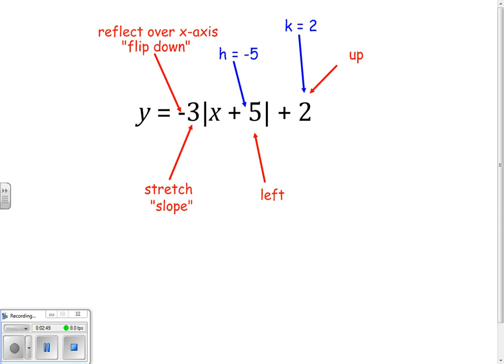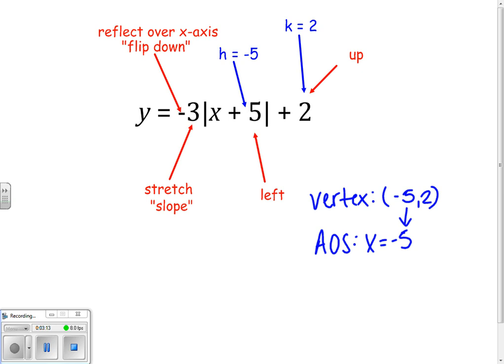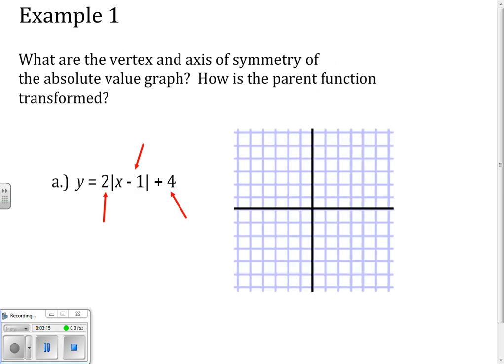Well, today we're going to talk about the blue information. If I've moved left 5, I'm now at negative 5. And if I've moved up 2, I'm now at positive 2. And so today we're going to talk about the vertex. The vertex of this graph would be at (-5, 2). And the axis of symmetry would be x equals negative 5. Remember, those match. Okay, so that's what we're going to look at today. That's just slightly new for you.